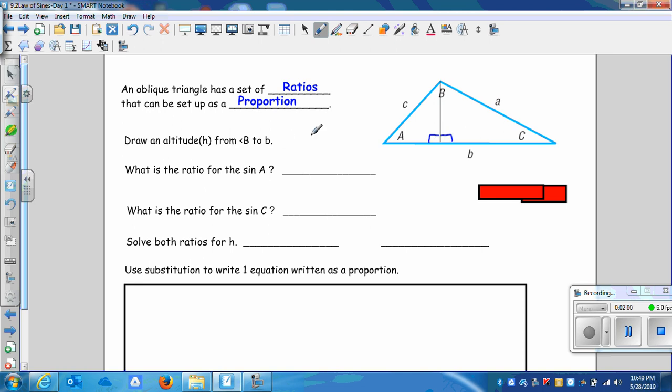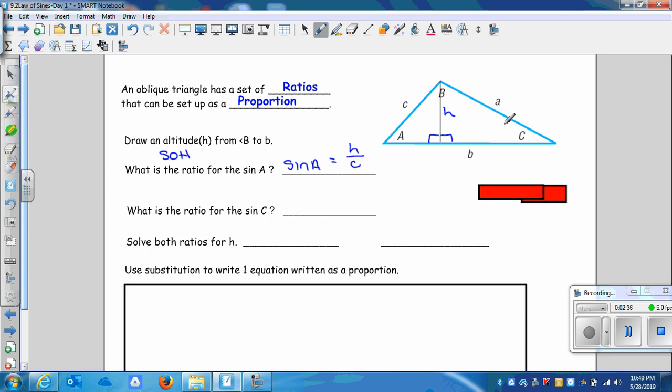So this says, what is the ratio for sine A? Well, I'm going to go ahead and label this altitude h. And if I do a calculation for sine A, I'm going to think about SOHCAHTOA. So I've got SOHCAHTOA, I'm going to write it up here. So SOH, which is sine is opposite over hypotenuse. Cosine, well, we really don't need to write out the cosine because we're only focusing on the sine ratio. So the sine of angle A is the opposite, which is h, over the hypotenuse, which is little c. So little h, little c.